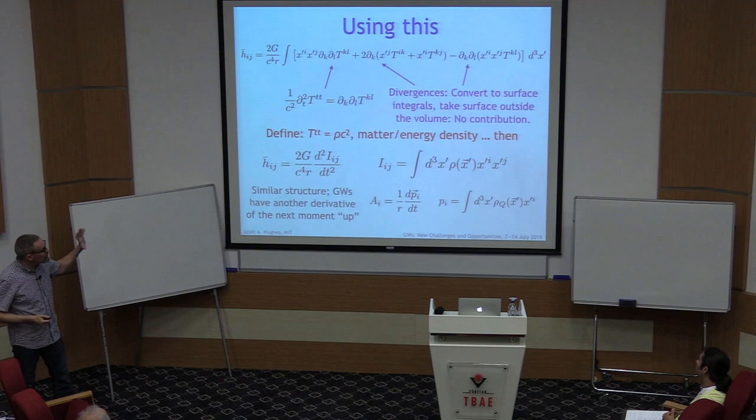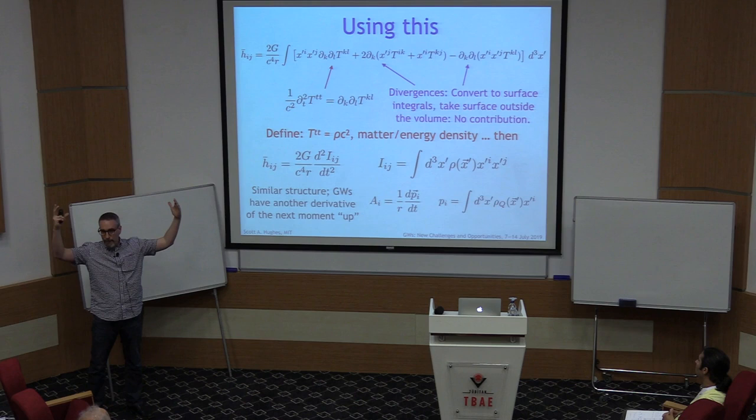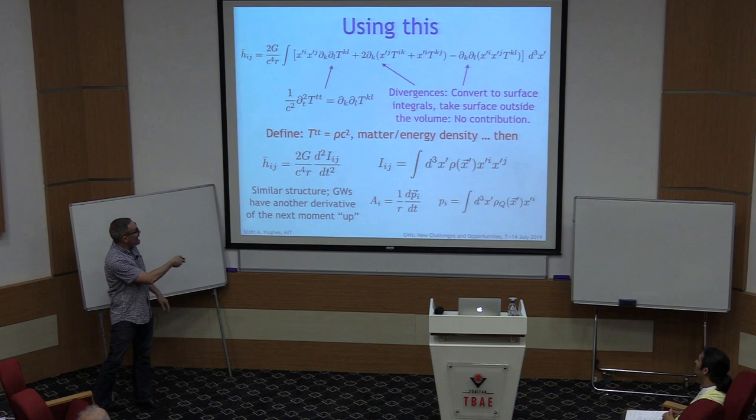The main difference is that when I go to general relativity, I need to look at the next moment up, so to speak, because the lower moments, as I described last time, are protected by conservation laws, and as such, I need to take another time derivative.